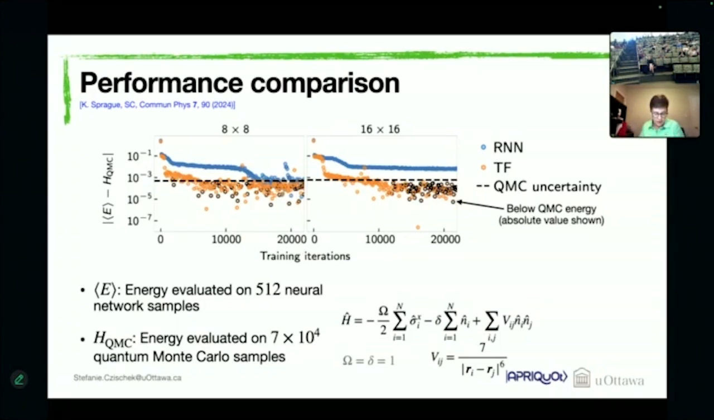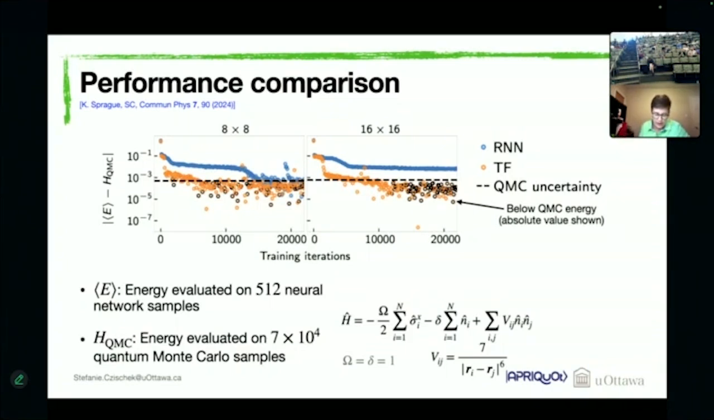And we compare it to quantum Monte Carlo simulations, which we assume to be exact here, so we use it as an exact solution. On the x-axis, you see the training iterations. In each training iteration, we update these variational parameters in our network once. And so after enough training iterations, we should converge to a ground state representation.